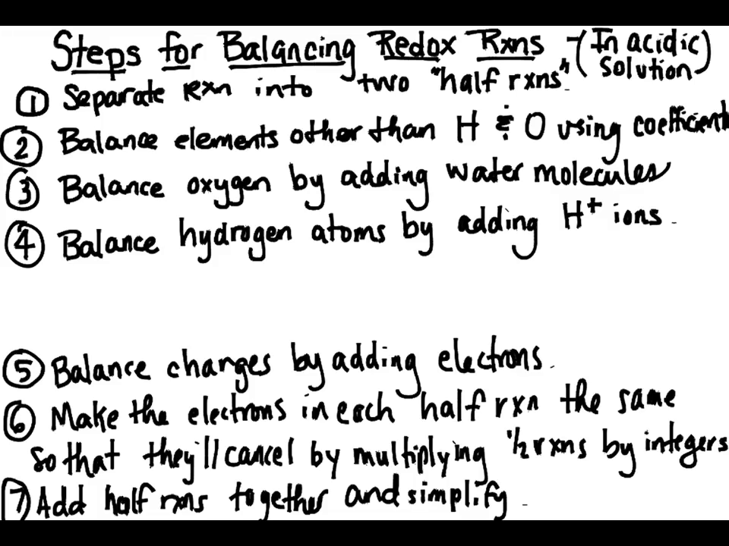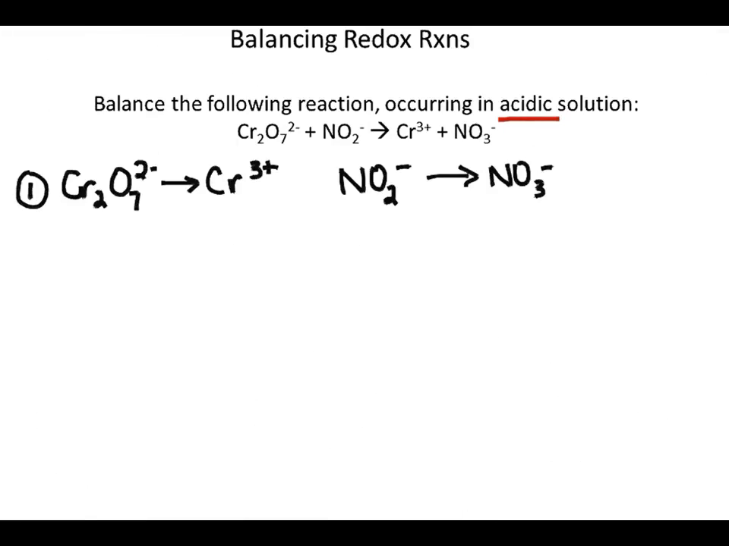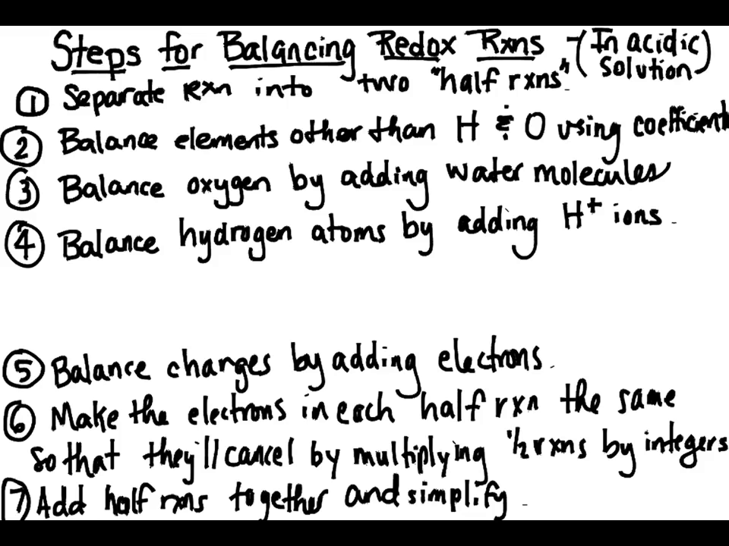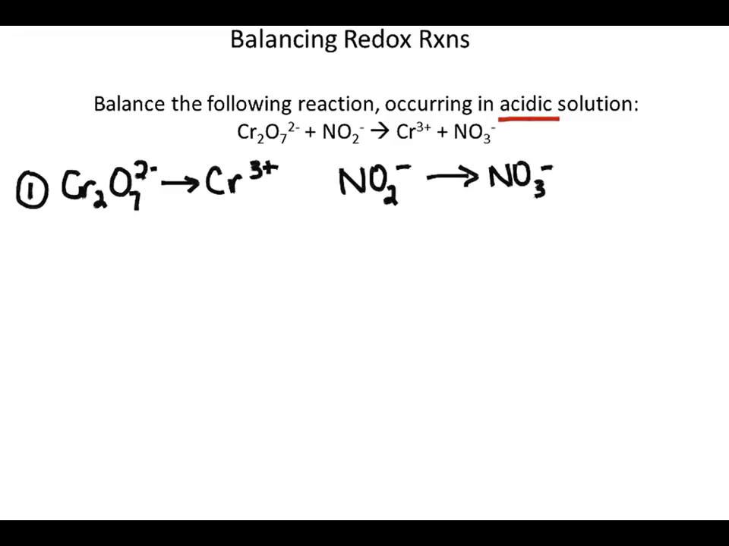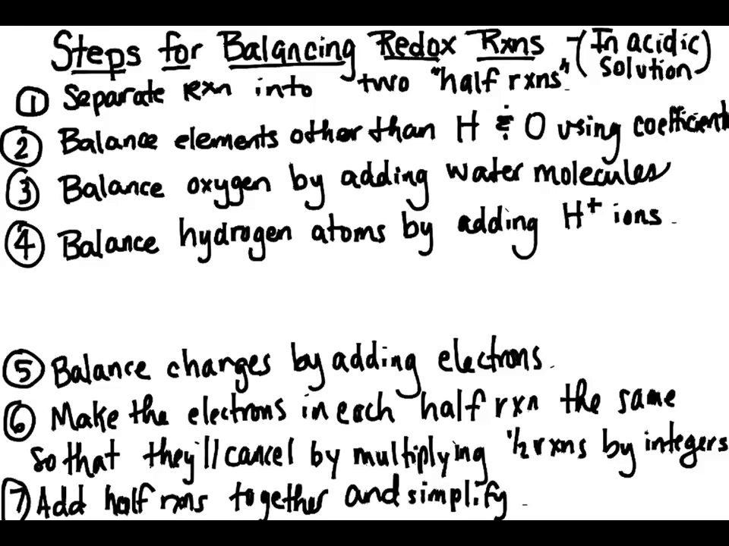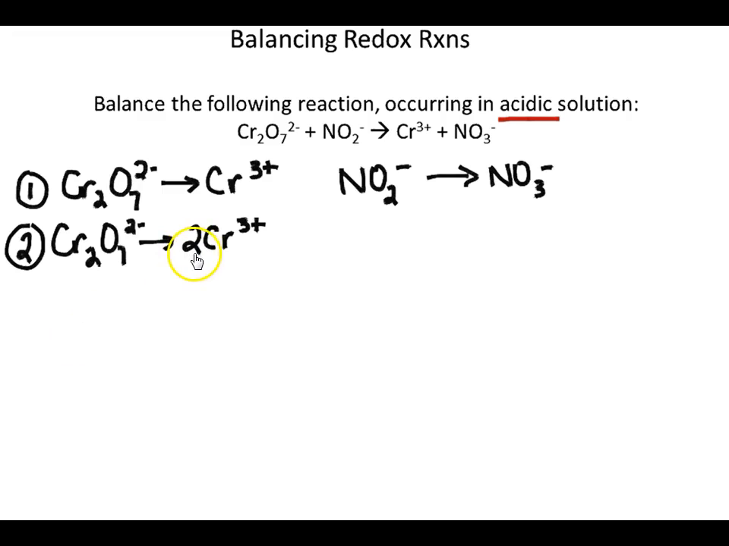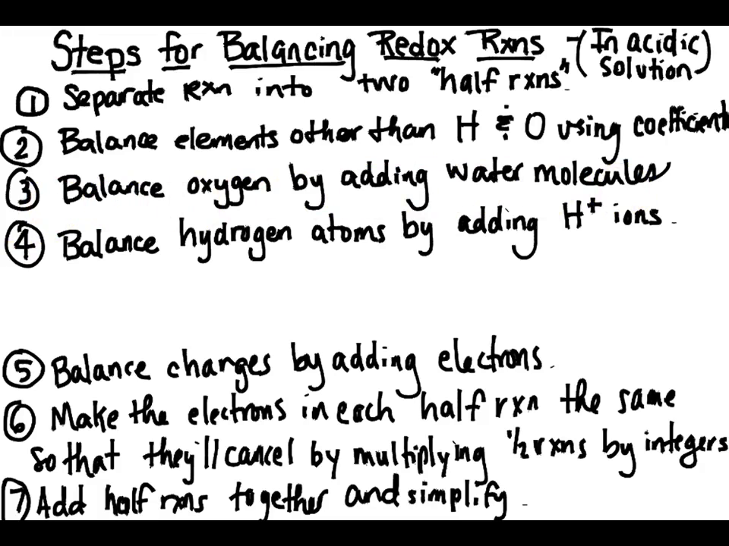So we're going to go back. We're going to do step 1, separate the reaction into two half reactions. That's here. So the chromium and the chromium are in one half reaction. The nitrogen is the element in the other half reaction. Step 2, balance elements other than hydrogen and oxygen using coefficients. Sometimes you don't need to do this step. In this case, we do because there's two chromiums on the left and there's only one chromium on the right. That means we need a coefficient of 2. That's shown here.